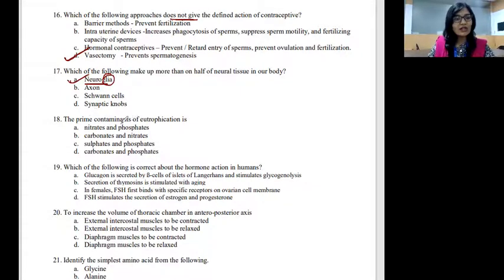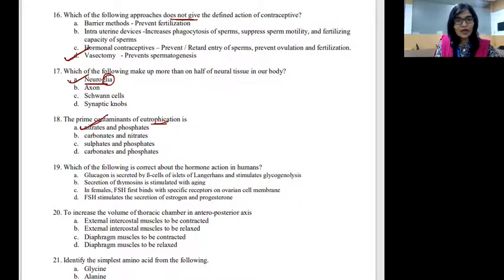Okay, the next question. The prime contaminants of eutrophication. Eutrophication is a condition where you can see a lot of deposition of some chemicals, which ultimately causes the aquatic living organisms to die, like marine life. Everything will be dying because there's a lot of nitrates and phosphates, which ultimately decreases the oxygen content in it. So the prime contaminants are nitrates and phosphates.